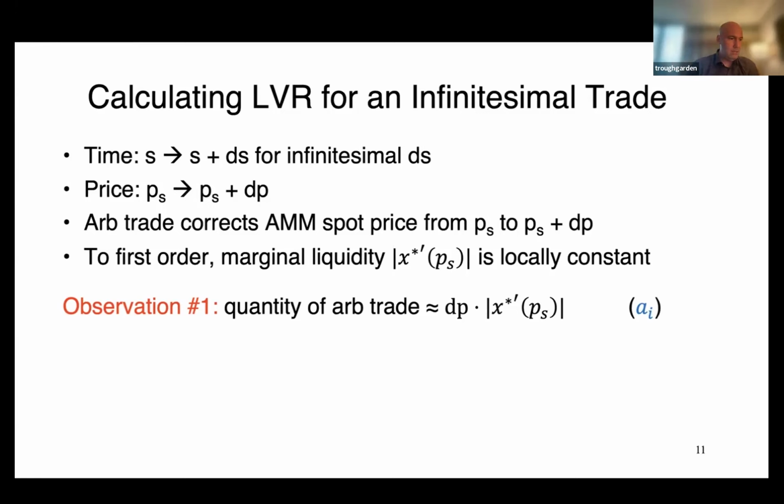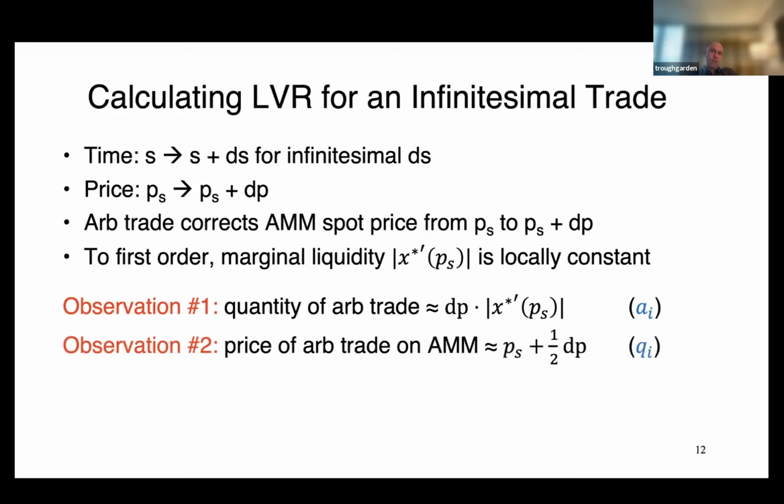How about the price? We had this PI minus QI in our blue formula. We know what PI is. PI is just the current correct price, so in this context, that's PS plus dP. So PI in the blue formula corresponds to PS plus dP on this slide. So what is QI? QI is the price at which the AMM trade is actually executed, and that's a little bit trickier. Because when the arb trade happens on this AMM, the first little bit of the arb trade, the AMM spot price is the old price, PS.